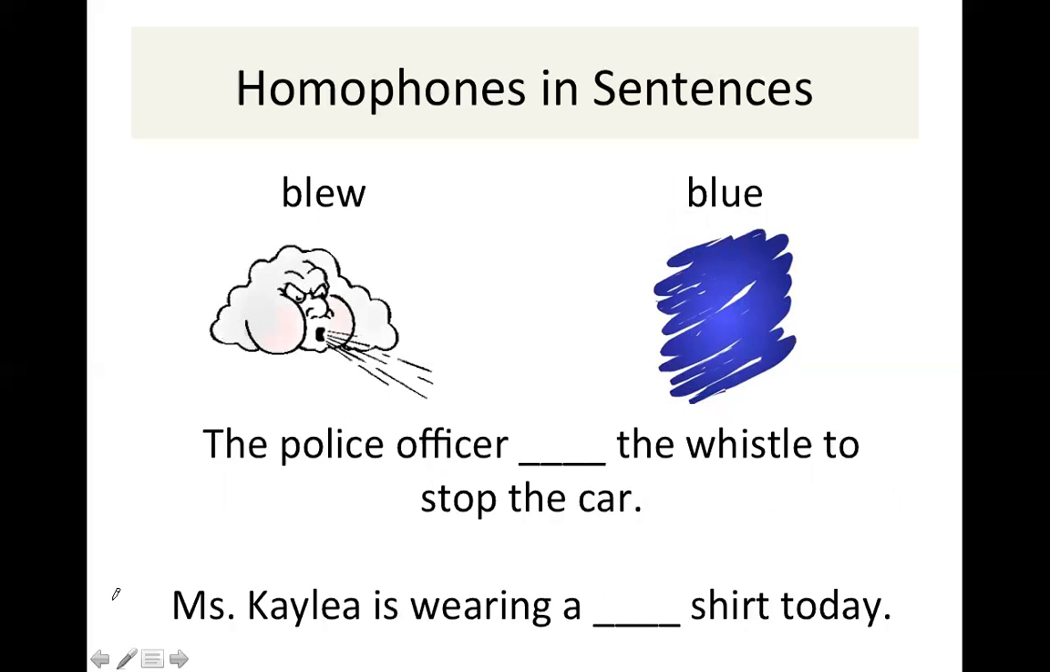This is our next set of sentences that we have here. So again, we're going to look at our words, blew and blue, understand their meanings, and then identify the correct word for the context of the sentence. So the police officer blanked the whistle to stop the car. Did the police officer, past tense of blow, blew the whistle? Or did he blue the color blue? Yes, he blew, B-L-E-W, past tense of blow. So he blew the whistle to stop the car.